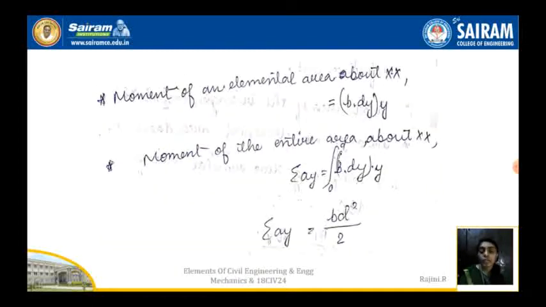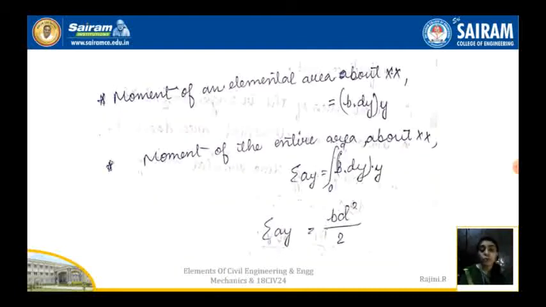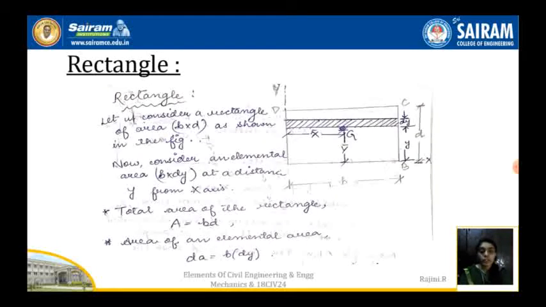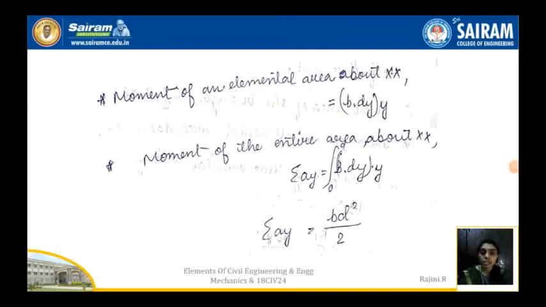Okay, after finding the total area and the area of the elemental area, we have to move on to find the moment of that small area, that is, the elemental area. The moment of the elemental area about the x-axis, that is, you are keeping the xx line as a reference here. So the moment of an elemental area about x is b into dy into y, that is, area into distance.